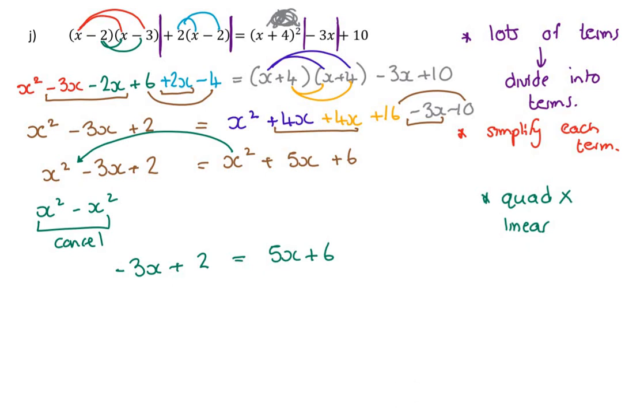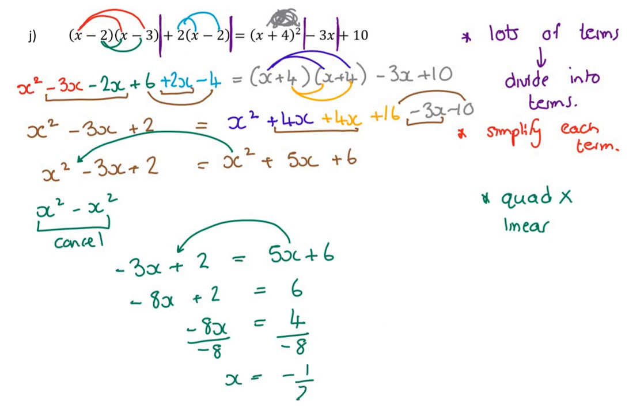So I'm going to subtract 5x from both sides. So I get minus 8x plus 2 equals 6. Remember, linear has a completely different plan. The plan here is x's to the left, numbers to the right, letters to the left, numbers to the right. So I'm going to minus 5x on both sides, and then I'm going to minus 2 from both sides, so I get 4, and finally I'm going to divide by negative 8. And so if I simplify that, I actually get negative a half.